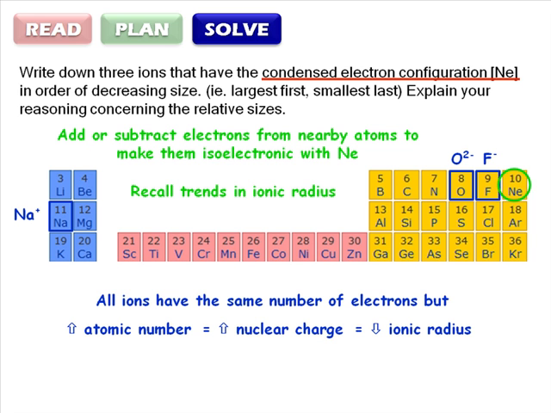Oxygen has the smallest atomic number, so the oxygen ion will be the largest. The fluorine ion will be next, followed by the sodium ion.